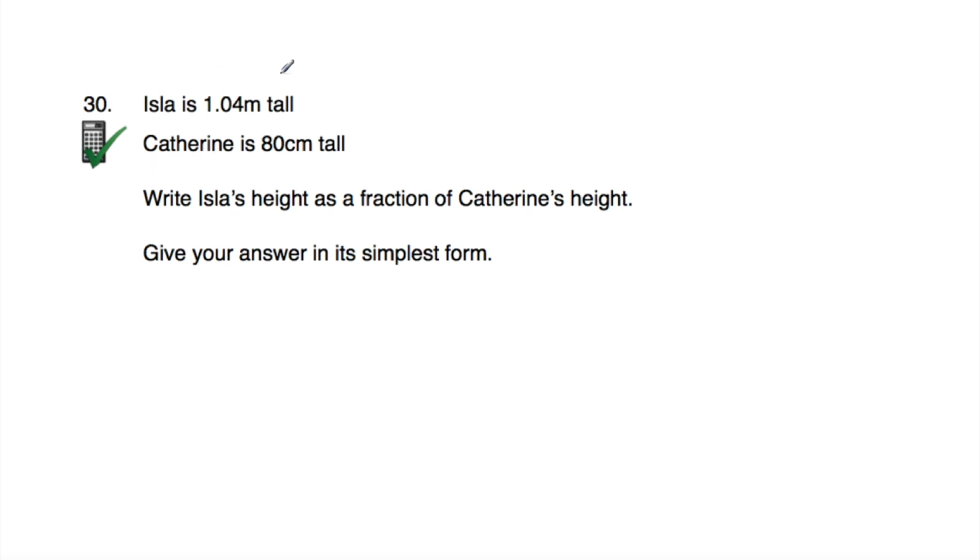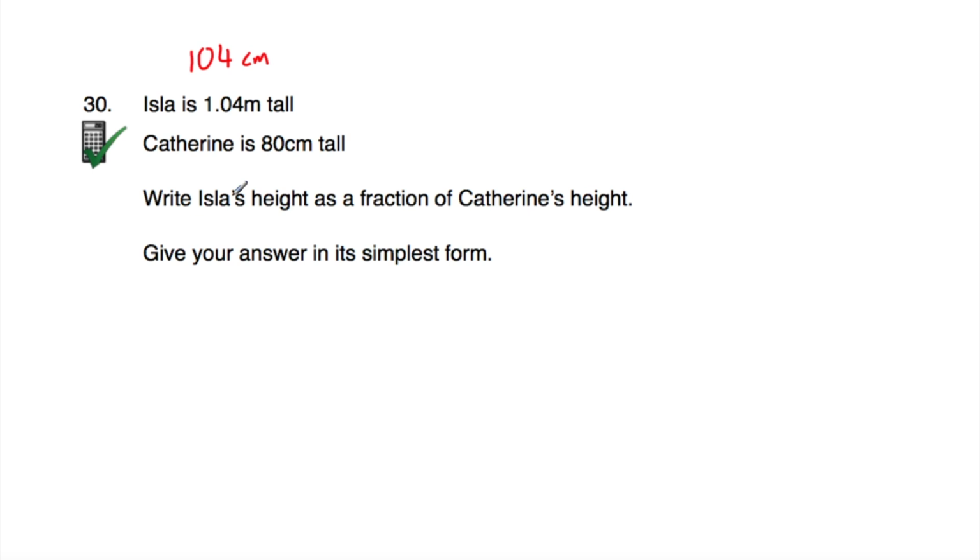Now, the first thing I notice here is we've got metres and centimetres, so I'm going to change them both into centimetres. So Catherine's 80 centimetres, that's fine. Isla, she's 1.04 metres. Now a metre is 100 centimetres, so this would be 104 centimetres, because it's 4 centimetres more. Or you could times by 100, so that'll be 104 centimetres.